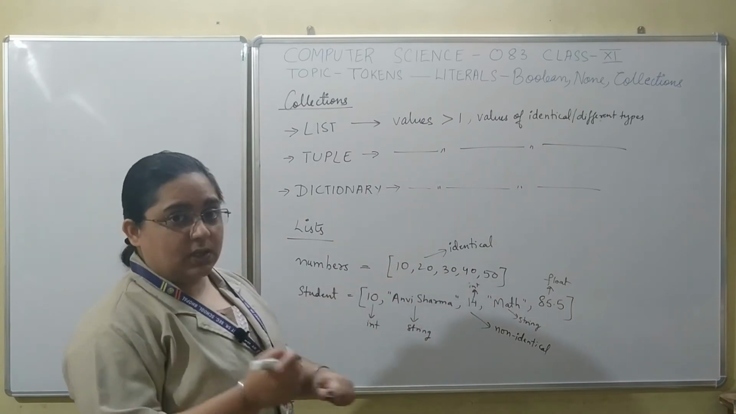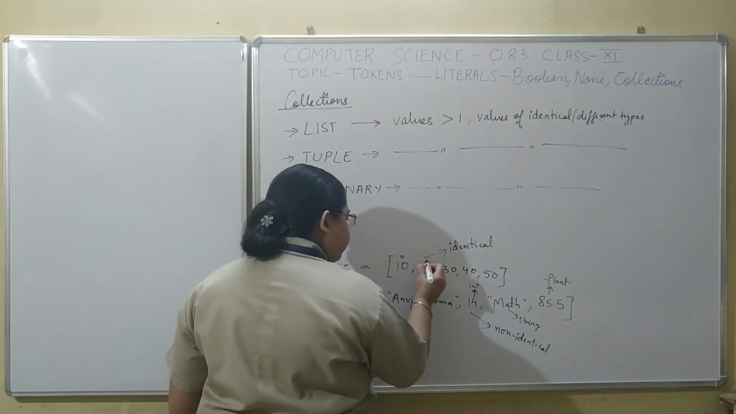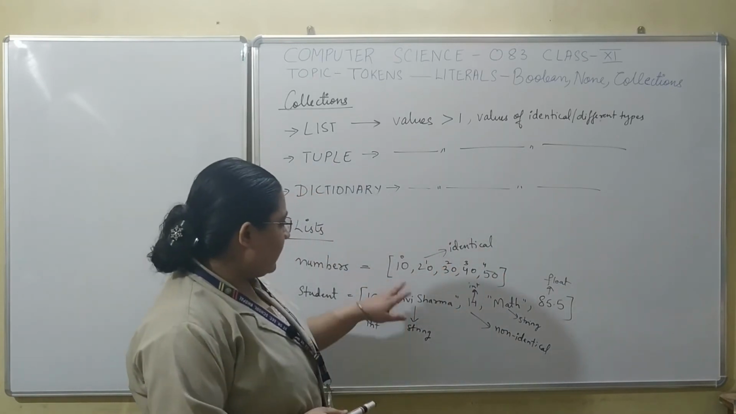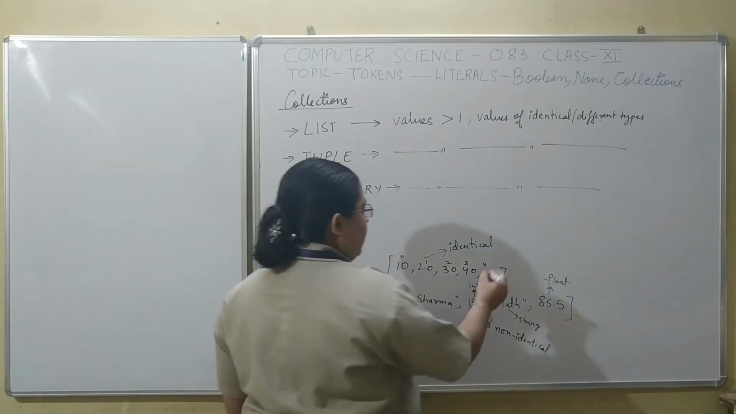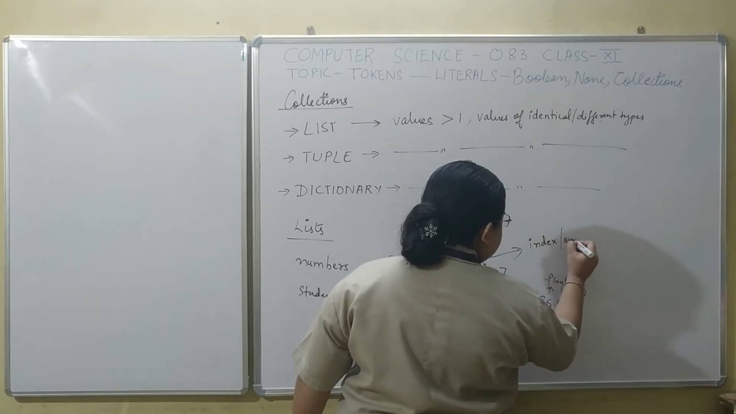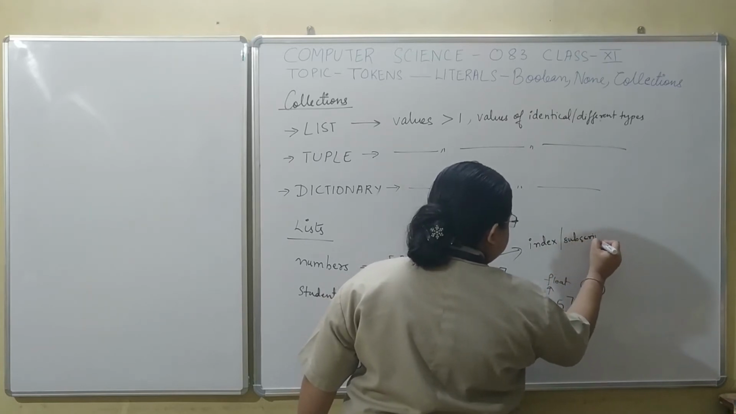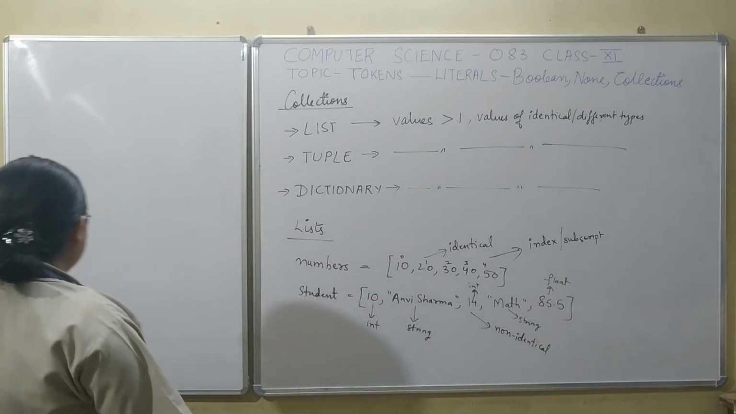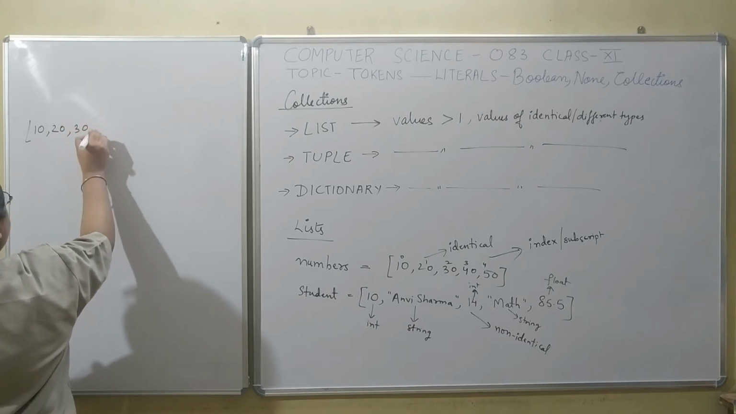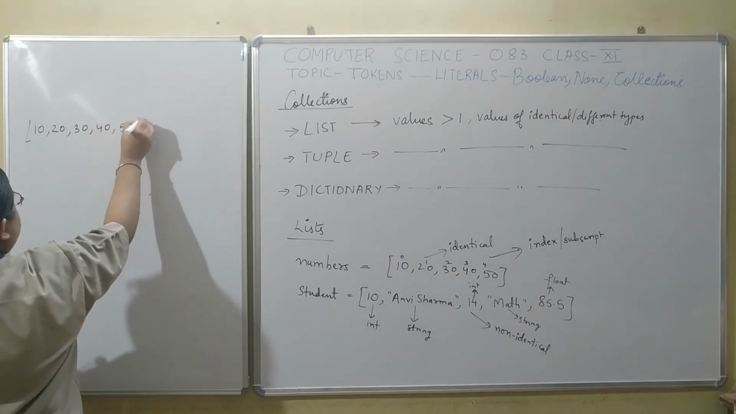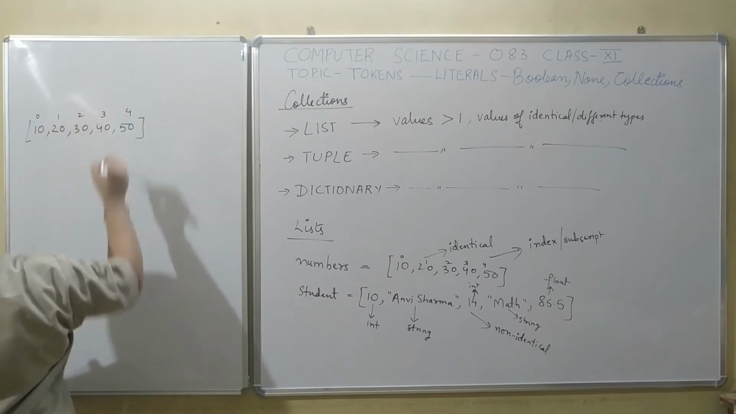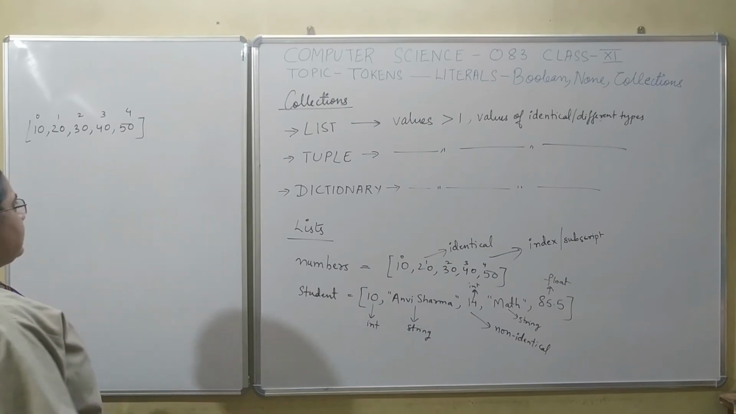Every list item has an ordinal number, that is, every list item will have a specific number which is known as index or subscript. For example, if I specify this list over here, it will start from the index 0 and end at the index size minus 1.